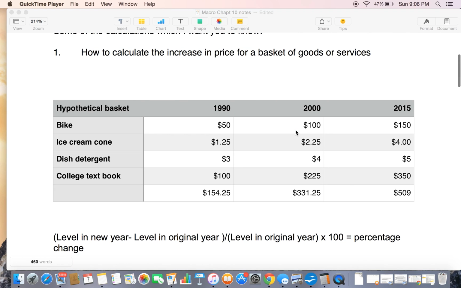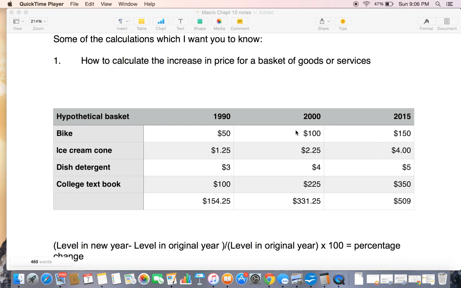So the first calculation that I want to take a look at, and again, I'm not going to go through all of the material in this chapter. I'm just going to be taking a look at the calculations. So remember to review the rest of the chapter on your own for the quiz and also for our final exam. But the first thing I want to do is take a look at how we look at price changes for baskets of goods and services.